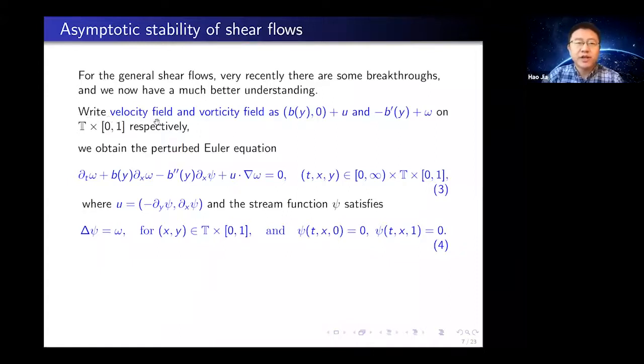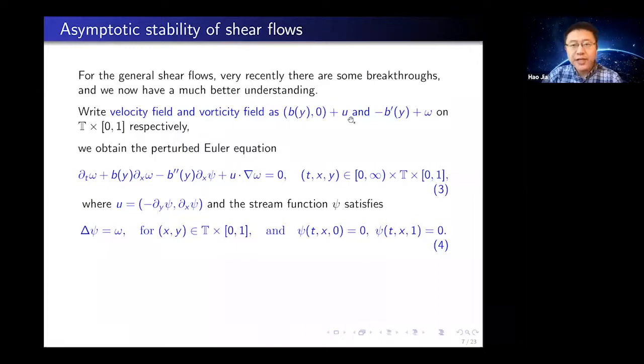So now we write the velocity field and the vorticity field as (b(y), 0) plus u and minus b prime plus omega. So (b(y), 0) is a parallel flow. You see that it's a parallel flow. The second component, the perpendicular component of the velocity field, is equal to 0, and you only have the horizontal velocity, and the velocity only depends on y.